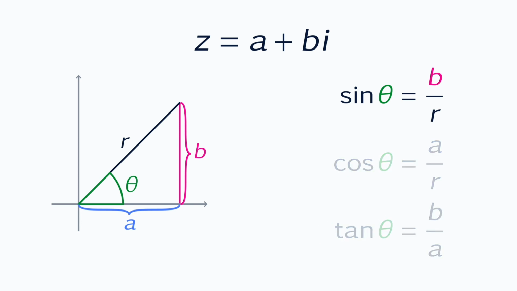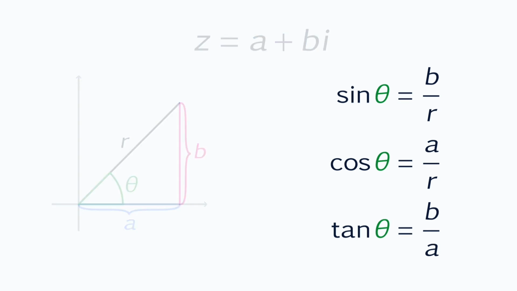The sine of theta equals the opposite leg over the hypotenuse, or b over r. The cosine of theta equals the adjacent leg over the hypotenuse, or a over r. Finally, the tangent of theta equals the opposite leg over the adjacent leg, or b over a. All of these expressions yield two values each for the argument theta.